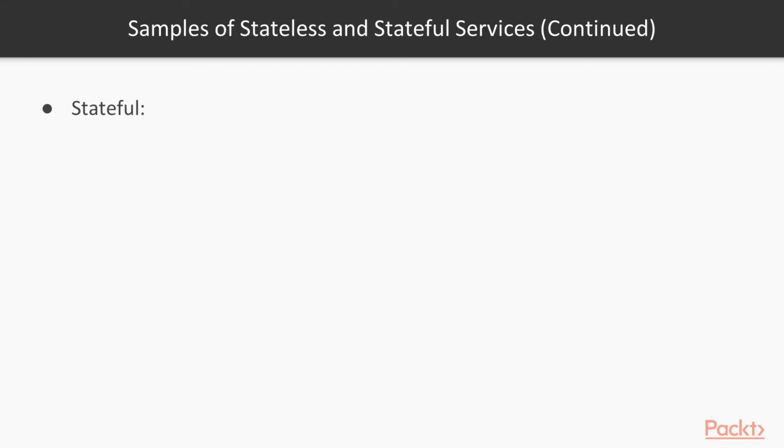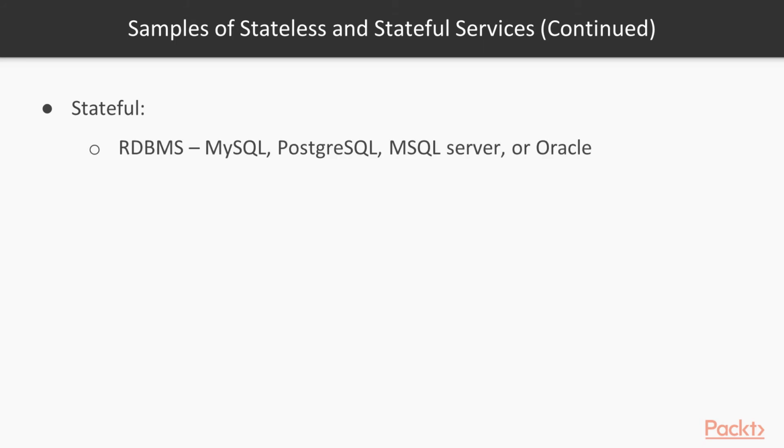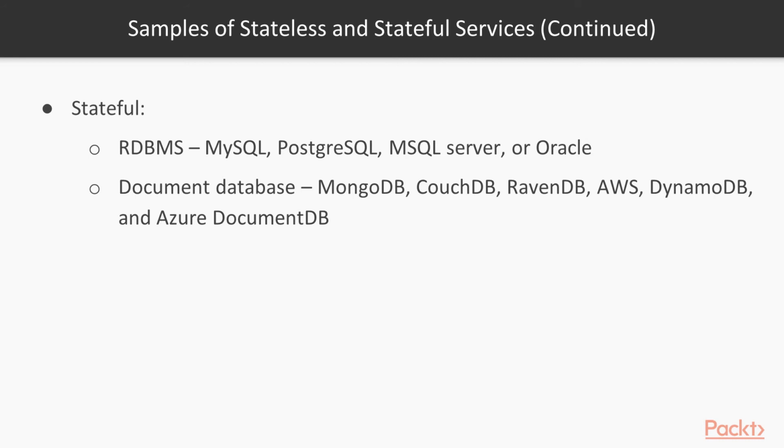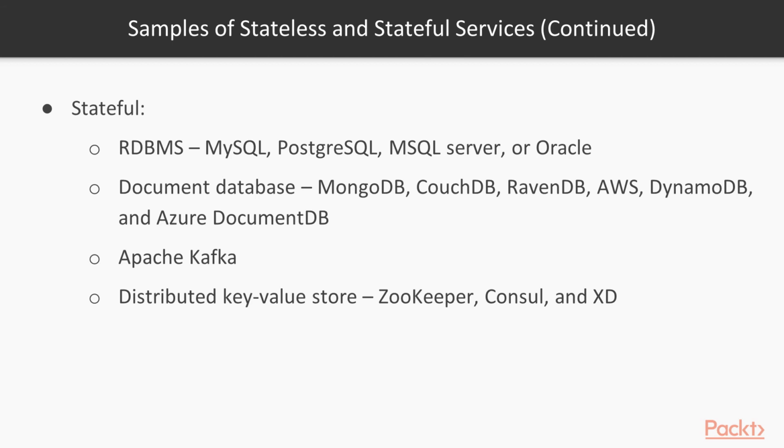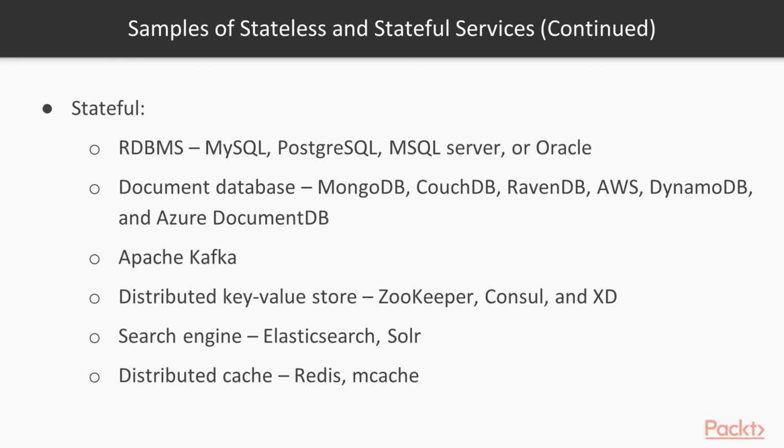Now let's look at stateful services. It can be a relational database management system such as MySQL, Postgres, MS SQL Server, or Oracle. Or it could be a document database such as MongoDB, CouchDB, RavenDB, AWS DynamoDB, Azure DocumentDB, to just name a few. Or it could be Kafka, as in our application. Furthermore, it can be a distributed key-value store such as Zookeeper, Consul, or etcd. It could also be a search engine such as Elasticsearch or Solr, or a distributed cache such as Redis or Memcached.